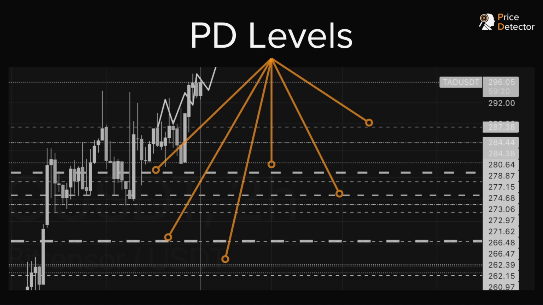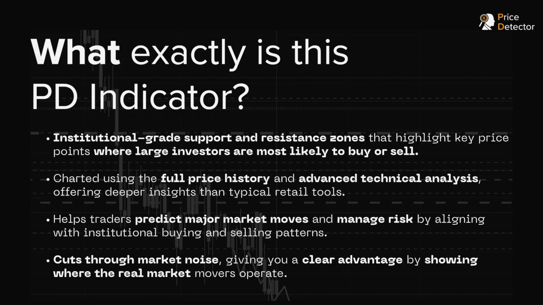So you could see it's mostly made up of horizontal lines of different thicknesses, and these are what constitute the PD levels. They're institutional grade support and resistance zones that highlight key price points where large investors are most likely to buy or sell. So you could think of these as high liquidation zones. They were charted using the full price history and advanced technical analysis, offering deeper insight than typical retail tools or retail indicators that view price backwards.